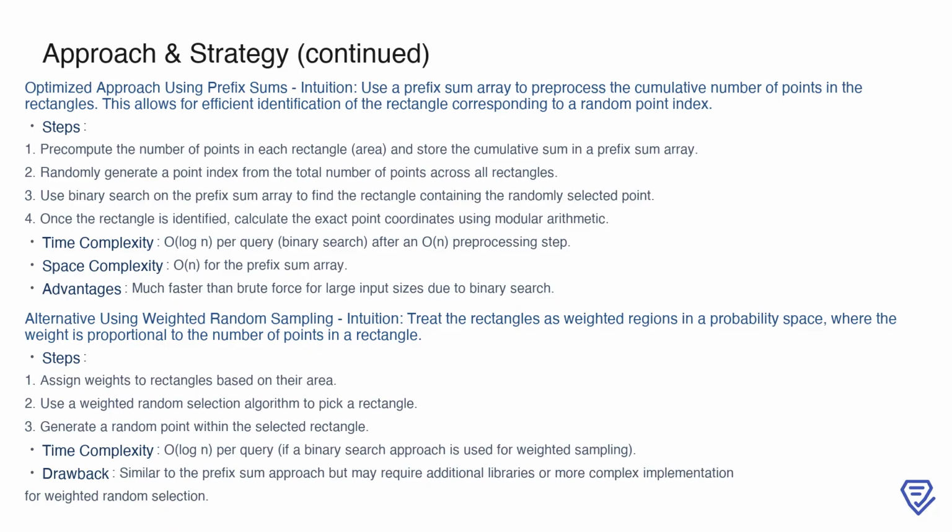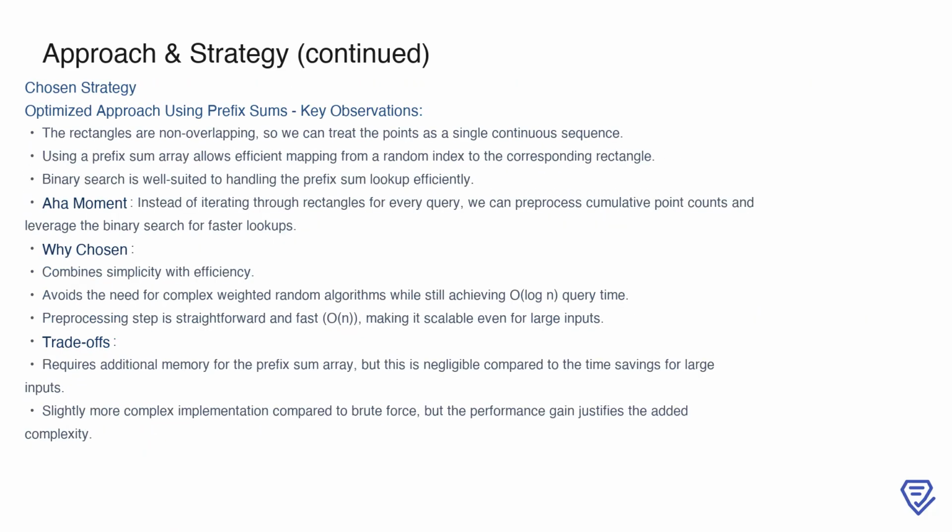This method significantly reduces the time complexity to O(log n) per query, thanks to the binary search after an O(n) pre-processing step. While the space complexity increases slightly to O(n) due to the prefix sum array, this trade-off is negligible compared to the speed gain. Additionally, an alternative approach using weighted random sampling can achieve similar efficiency by treating rectangles as weighted regions. However, it may require more complex implementation or external libraries, making the prefix sum approach generally preferable for simplicity and maintainability. The chosen strategy for solving the problem is the optimized approach using prefix sums.